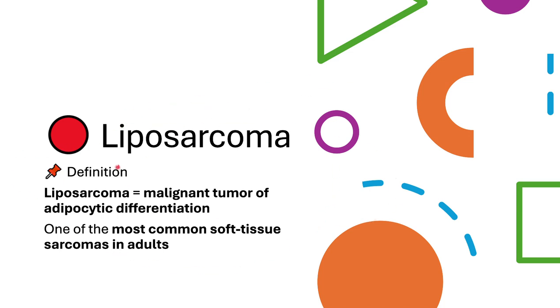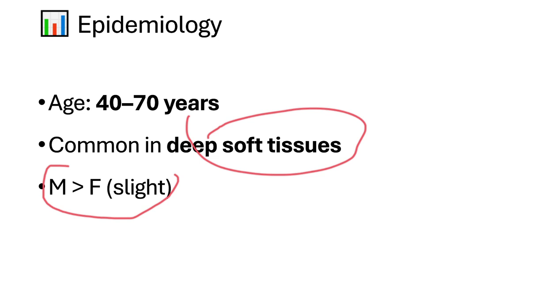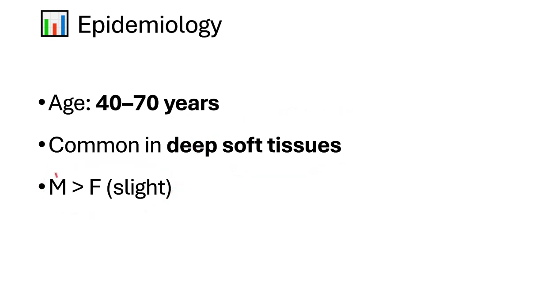Now we are going to talk about the malignant type of adipocyte tumor. It is the liposarcoma. The definition is, liposarcoma is the malignant tumor of adipocytic differentiation. One of the most common soft tissue sarcomas in adults. Epidemiology: it is seen in people between 40 to 70 years old, and it is common in deep soft tissues, and males are slightly more affected than females.